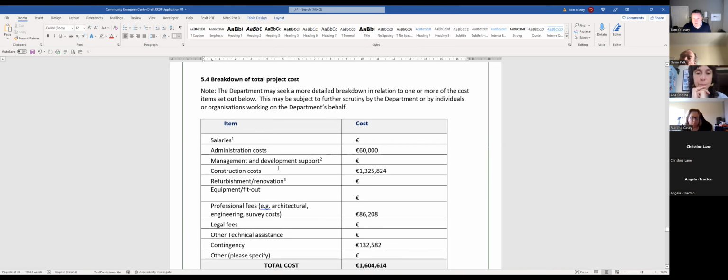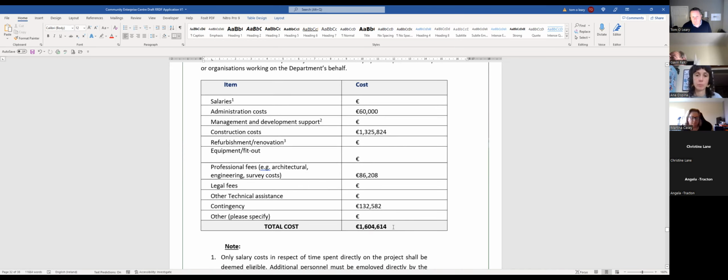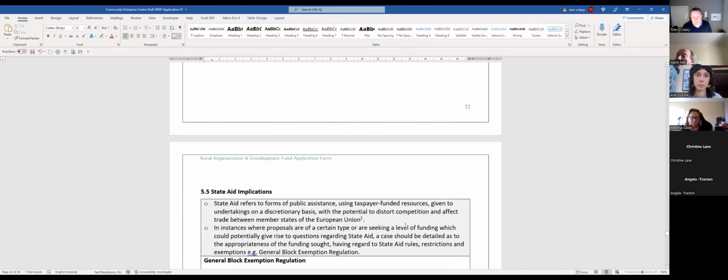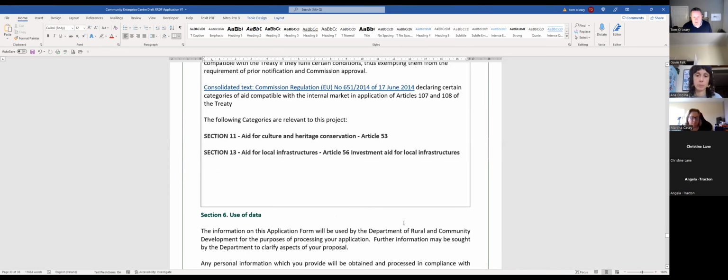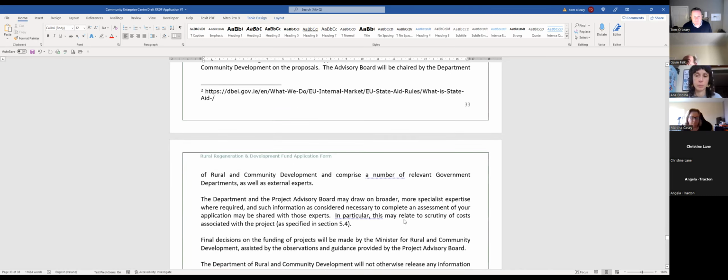So we're going to break down the project costs. Admin cost 60, construction cost 1.3, professional fees 86, and then a contingency of 10%, which brings the total to 1.6. Okay, just checking if there's anything else there. Okay, no, that's it. So that's okay.